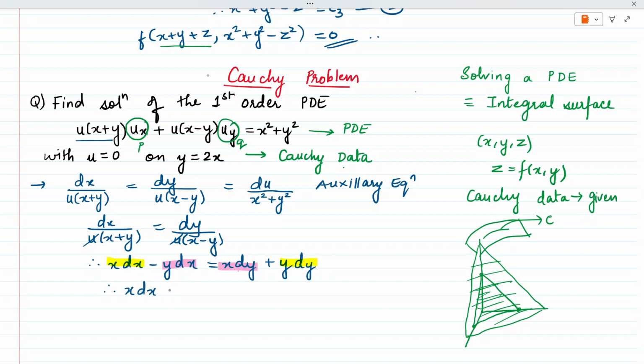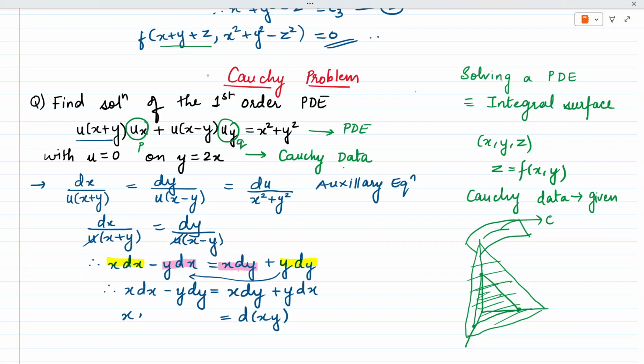So x dx as it is, negative y dy, I brought this y dy to this side, shifted the other term to this side, and x dy plus y dx. The left hand side I can integrate directly, because x is with dx and y is with dy. The right hand side, what can you do? It is the derivative of xy. Very good. It's a derivative of xy.